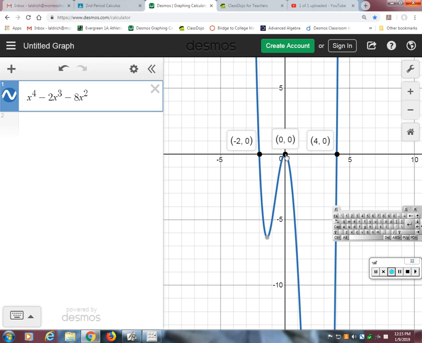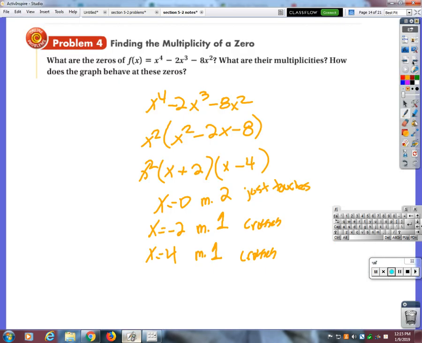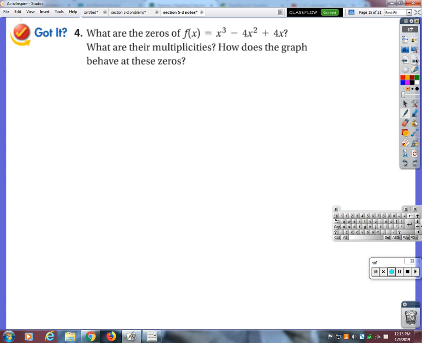All right, so will you all try this one on your own? Factor this. Say what the multiplicities are at each one of the zeros, and then use that to say what will happen to the graph at that point. Okay, Emma, can you start by factoring it?